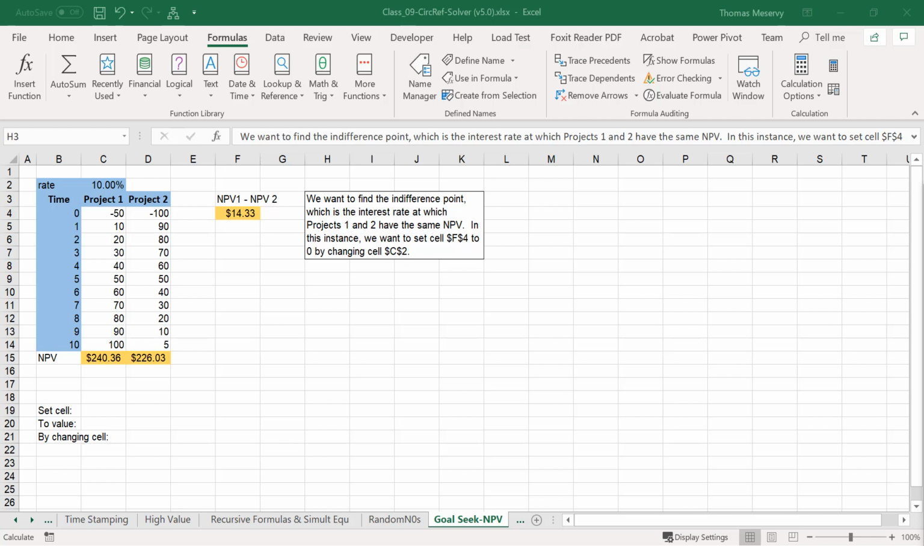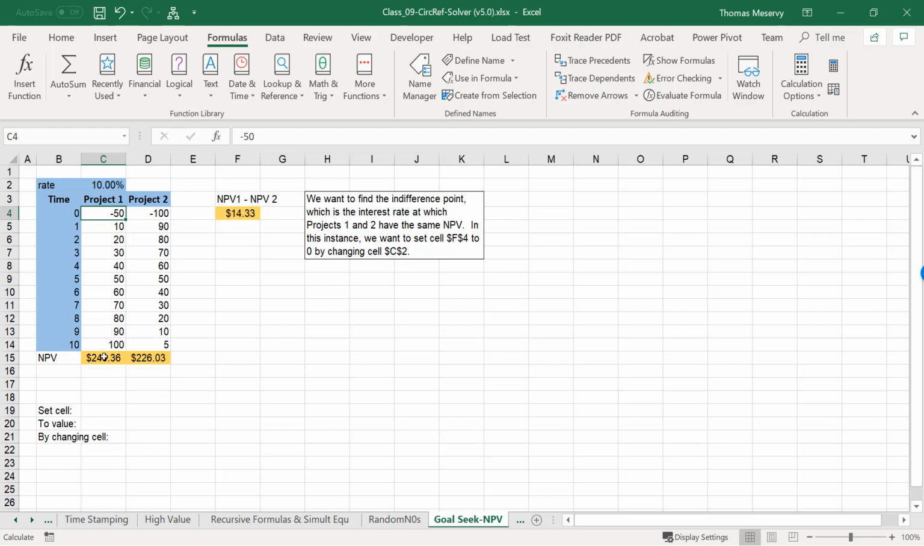Here, we want to find the indifference point, which is the interest rate at which projects 1 and 2 have the same net present value. Let's take a look here. First off, you'll notice that we have the interest rate, and then we have a series of outflows and inflows for the different projects over different periods of time. Let's say these are years.